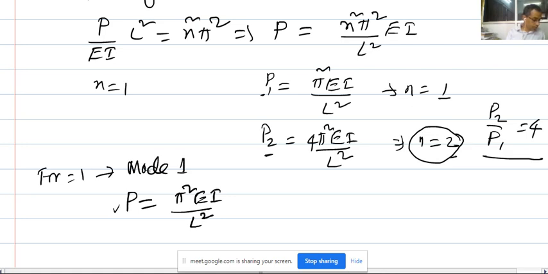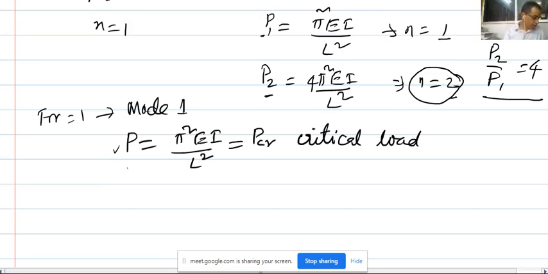Now, if I look at this particular P, I can go on increasing it. At a particular point I will see this column buckles. So, I call it PCR. That point is again pi square EI by L square. Because it is buckled, this is nothing but my PCR. This is your critical load. At this point the column starts buckling, okay. Very important. So, what is PCR?